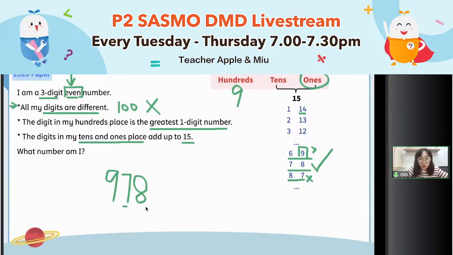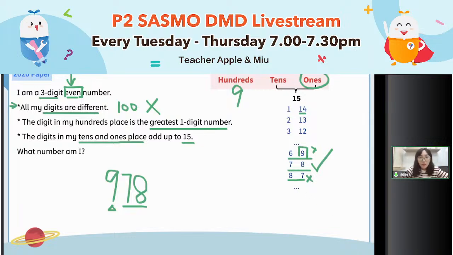7 plus 8 equals 15. And 9 is the greatest 1-digit number. Is that clear? Be more careful, okay? So actually, you see, this question is not that difficult, right? But you need to pay attention to every detailed piece of information.